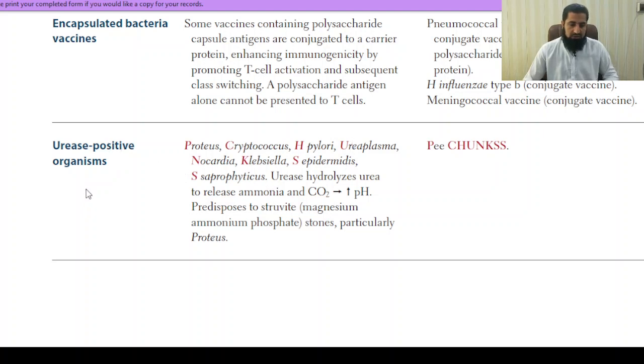Urease positive bacteria can also be used for the H. pylori test, called the urea breath test. How to remember? Urease positive bacteria are PCHUNKSS: Proteus, Cryptococcus, H. influenzae, Ureaplasma, Nocardia, Klebsiella, and S for Staph epidermidis, and also S for Staph saprophyticus.